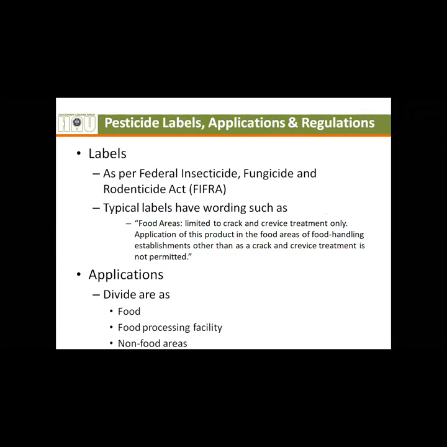Let's discuss some chemical controls and their regulations and applications. Pesticides are regulated by FIFRA, the Federal Insecticide, Fungicide and Rodenticide Act, along with the FDA and FAO with the Codex Alimentarius. Labels should be as per FIFRA itself. Typical labels have wording such as: in food areas, use is limited to crack and crevice treatment only, not for food product application. Application of this product in the food areas of a food handling establishment other than as a crack and crevice treatment is not permitted.